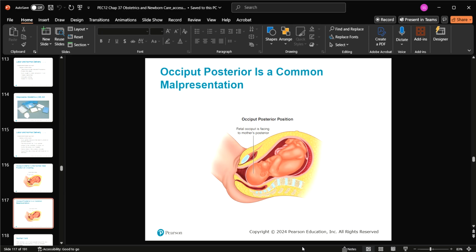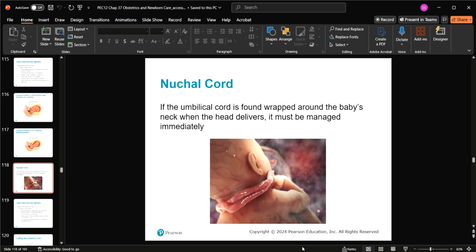Okay, here's just some visual examples. Nuchal cord, we just talked about this. This is a double nuchal in this photo. We have the umbilical cord wrapped around twice, making it a double nuchal.